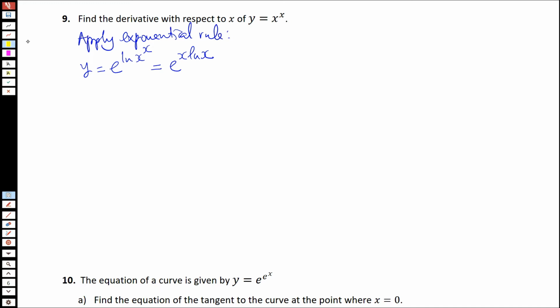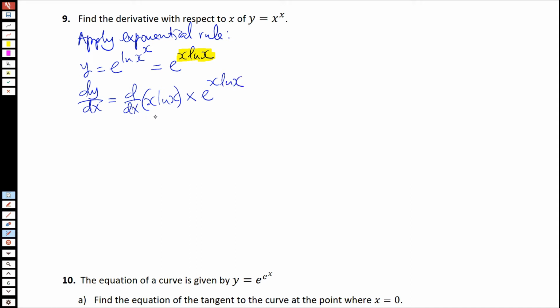When we differentiate this function, we shall have to apply the chain rule, because here we have a function inside another function. So basically dy over dx will be equal to the derivative of the inside part, which is d over dx of x ln x, multiplied by the derivative of the outside. Now the outside is just e to power u, so it will remain the same, e to power u, and u happens to be x ln x.